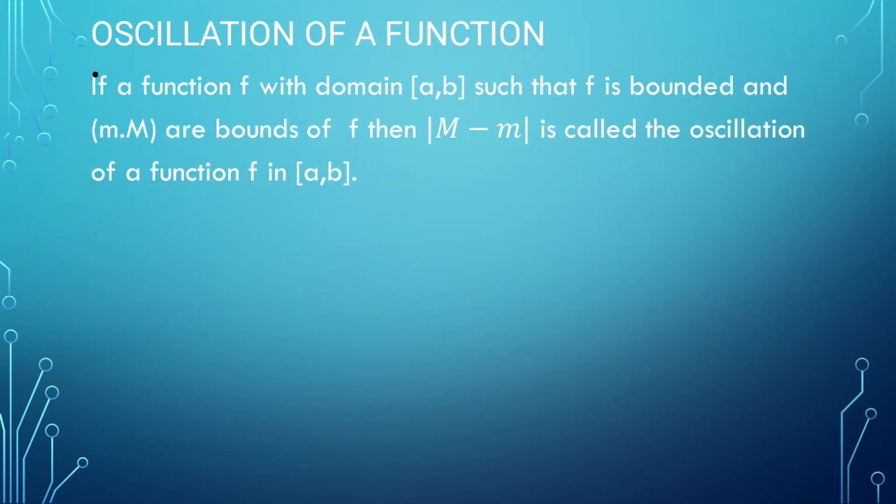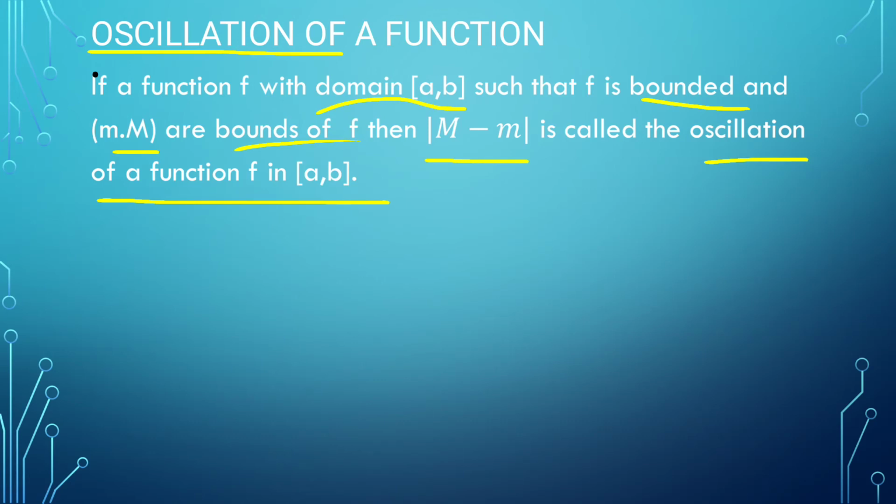Let's look at another property of a function, which we call the oscillation of a function. If a function f has a domain which is the closed interval [a, b], such that f is bounded, that means they have a small m and a capital M as we have looked at previously, and capital M and small m are bounds of f, then the absolute value of capital M minus small m, which is the upper bound minus the least bound, is called the oscillation of f in the interval [a, b], which of course is the domain of the function.